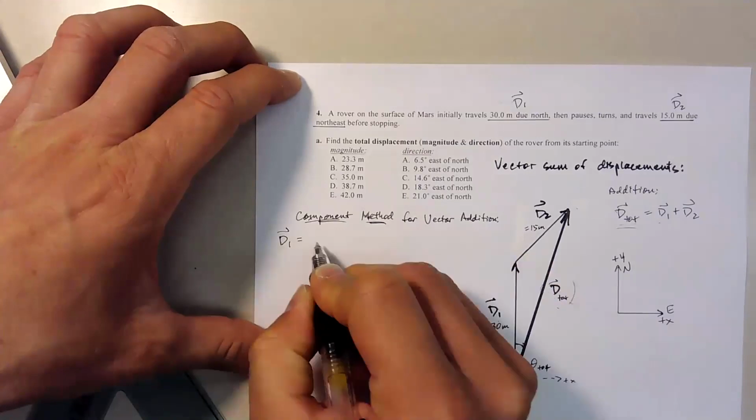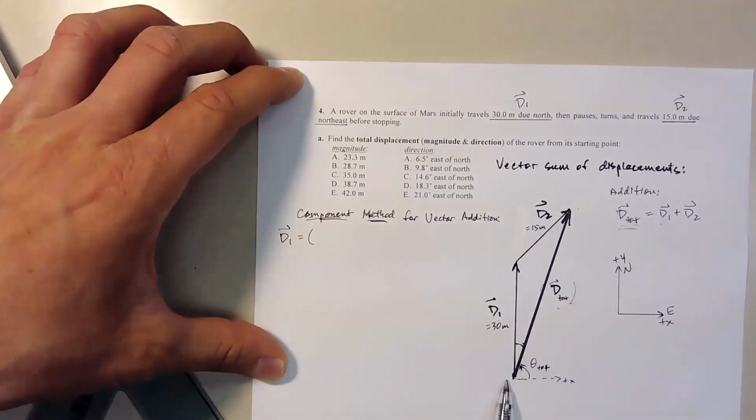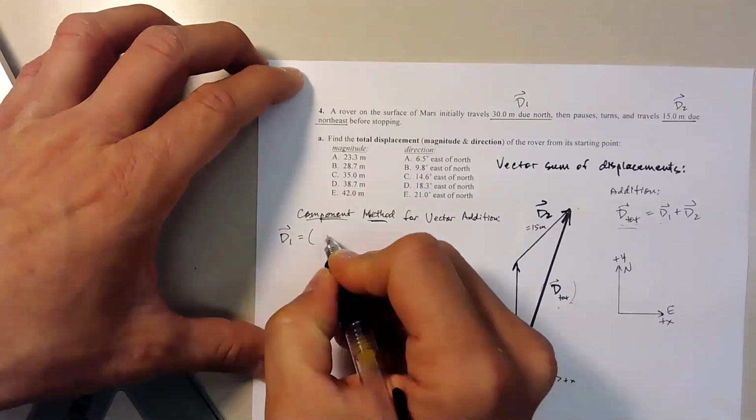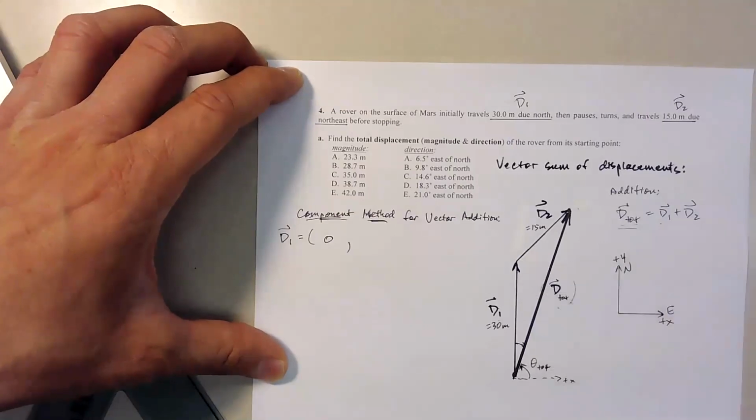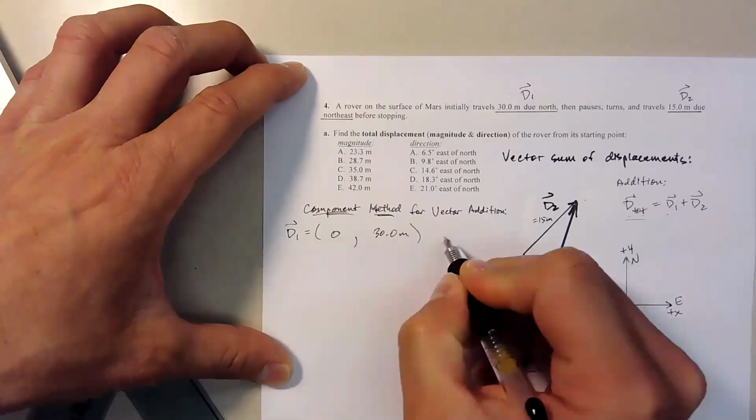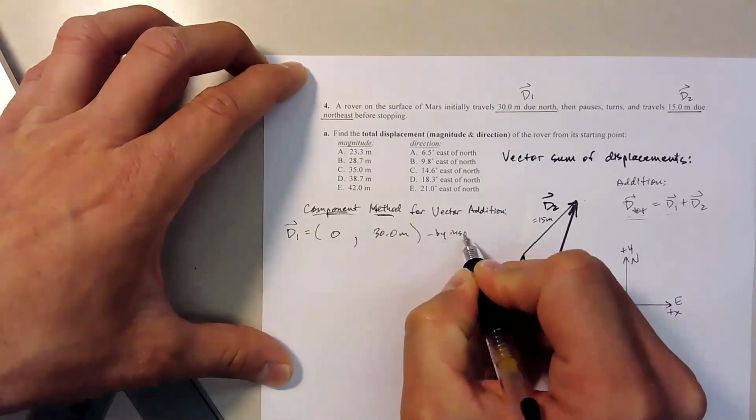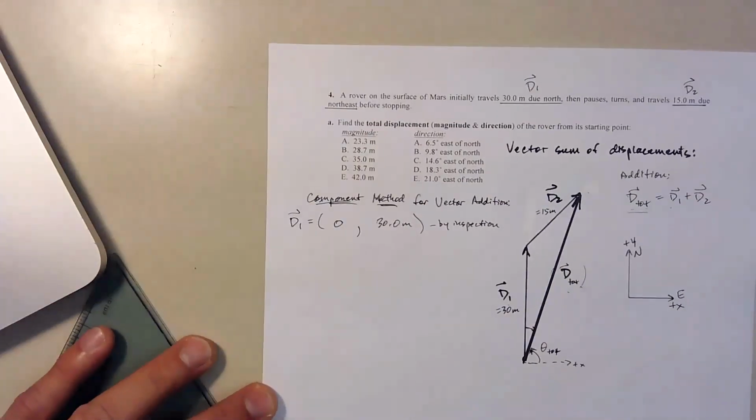Okay. What will the x component of D1 be? Just by inspection, it looks like it has no x component at all. And what will the y component of D1 be? Just by inspection, it looks like it'll be 30 meters. So we got that one by inspection. By inspection just means it's simple enough that you can do it just by looking at it.